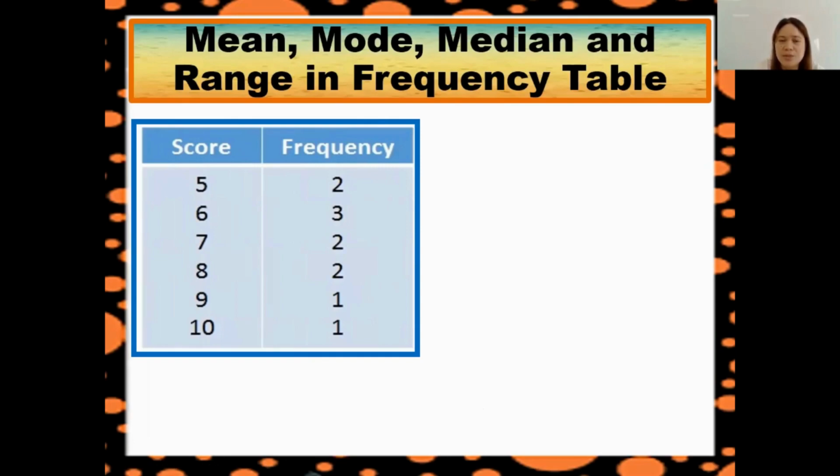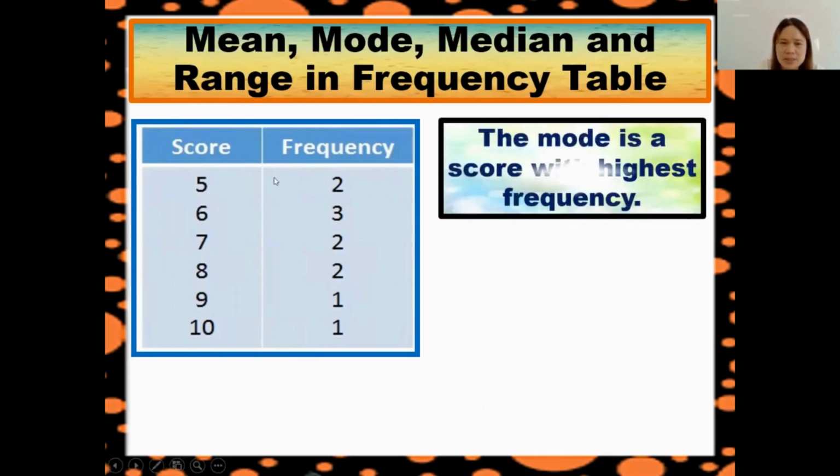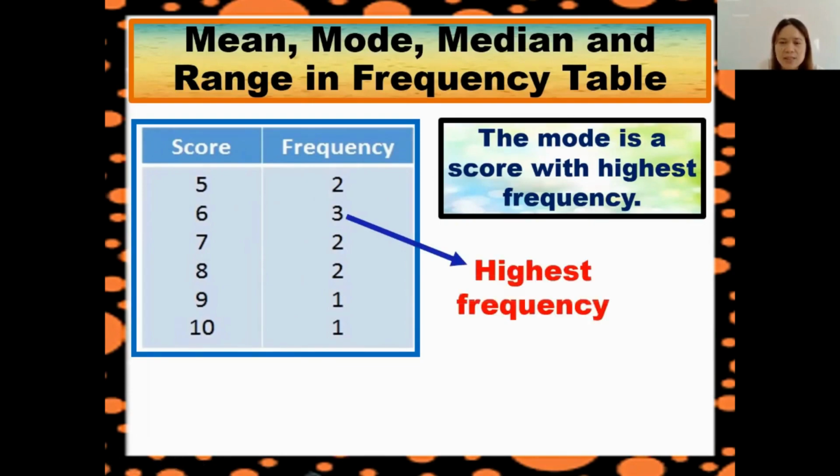So the first thing that we need to do, let's find the mode first. The mode here is the score with the highest frequency. So I'm going to start with the mode. Look at the frequency here, which one has the highest value. 3 is the highest frequency. So therefore, the score that has the highest frequency is the mode. So the score. Do not write 3 as the mode. 3 is just your guide to find the mode of the given set of data.